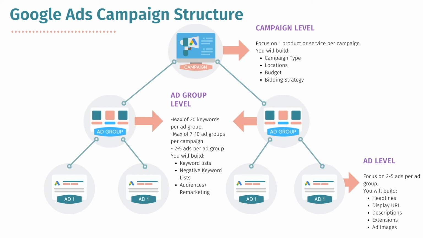At the ad group level, it's typically a maximum of 20 keywords per ad group. There's going to be a max of 7 to 10 ad groups per campaign and 2 to 5 ads per ad group. At this level is where you start your keyword list. Negative keyword list is going to be extremely important, and we will get into that later. But negative keywords are really key in making sure you are showing in front of the right customers. I can't express the importance of negative keywords enough.